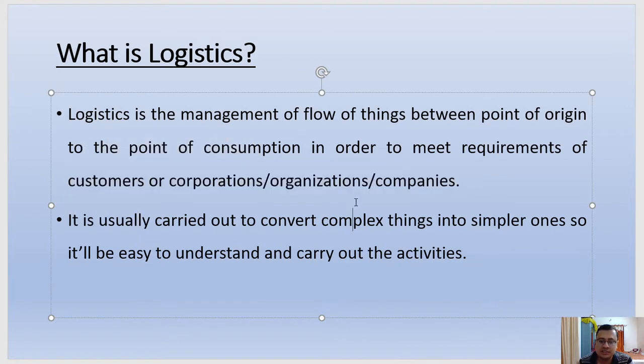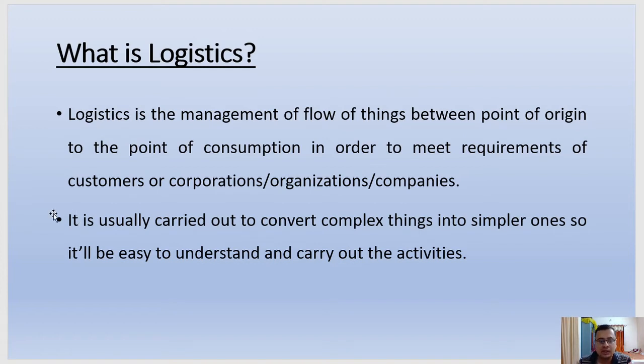So logistics is the management of the flow of things between the point of origin to the point of consumption. And the second point is saying that it is usually carried out to convert complex things into simpler ones, so it will be easy to understand and carry out the activities. Now, in a company, there are many complex tasks, right? So the logistics companies divide and do the activities in order to make complex things into simpler ones, so they are converting those complex things into simple ones in order to carry out the activities smoothly.